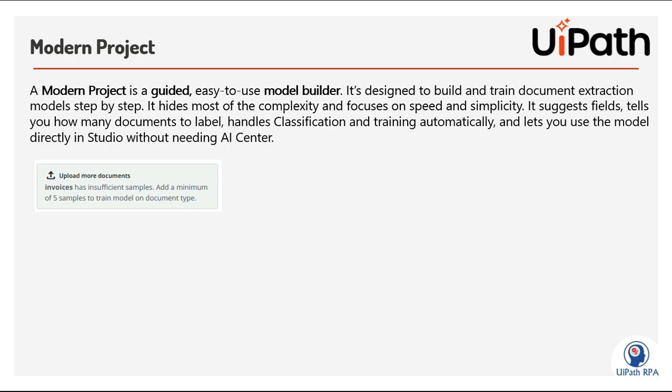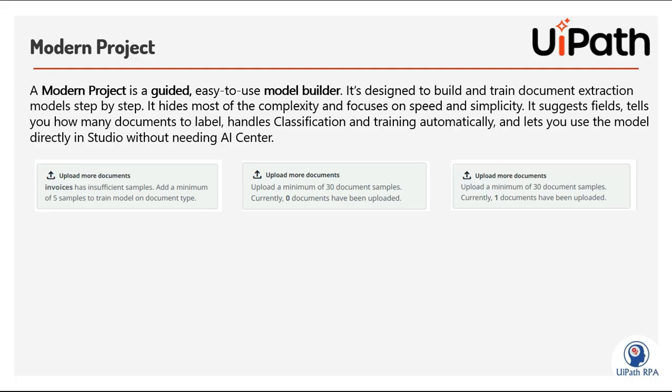It says that if you're working on invoice document, it can say invoice has insufficient samples. Add a minimum of 5 samples to train a model on the document type. You will get a notification like this. A recommendation like this, upload a minimum of 30 document samples. Currently, 0 documents have been uploaded. Once you upload one document, then it says that upload a minimum of 30 samples. Currently, one document has been uploaded. So each and every stage, it will guide you.